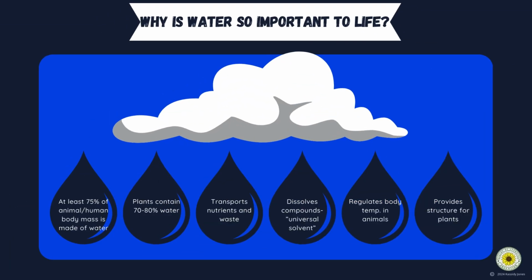So let's talk about why water is so important to life. Some of the important aspects are that at least 75% of animal or human body mass is made of water. Plants contain 70 to 80% water. Water transports nutrients and wastes. It dissolves compounds and is considered the universal solvent. It regulates body temperature in animals as well as humans, and it provides structure for plants. So there are 6 reasons why water is so important to life, and that's why we're going to look at it more in depth today.